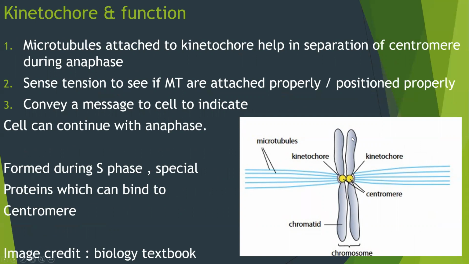So let's talk about the kinetochore first. The kinetochore is the outside region, which is attached to the centromere, and it's also bound to the microtubules. The function of the kinetochore is that it's involved in the separation of the centromere during anaphase, and it can also sense the tension of the microtubules and see if they're positioned properly or attached properly as well. And once they sense this, they can convey a message to the cell to indicate that the cell can continue with anaphase. So the cell does have checks along the way of mitosis to see whether it can proceed to the next stage of mitosis.